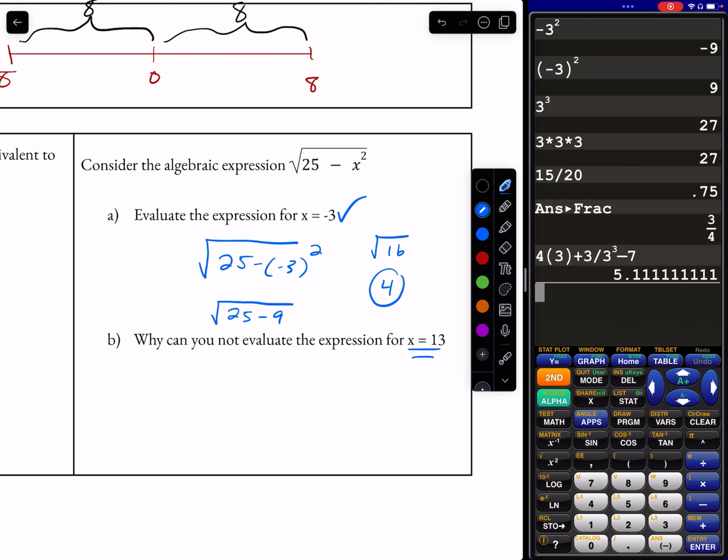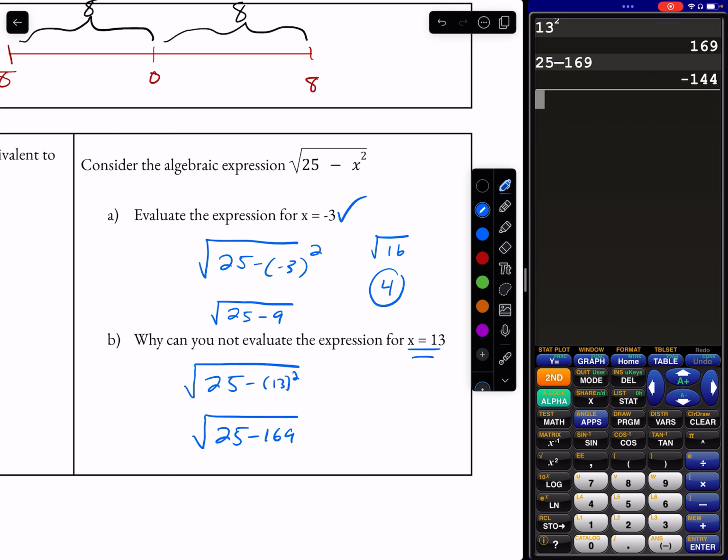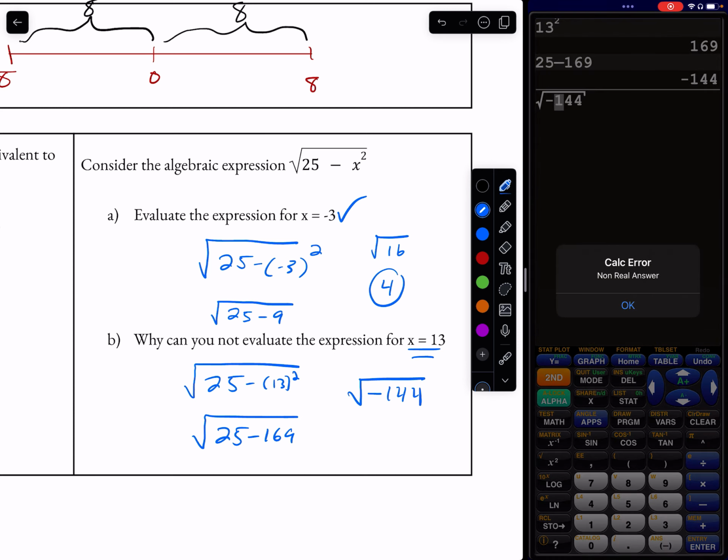What happens if I substitute in 13? I'm going to take the square root of 25 minus 13 squared. If I type in 13 squared, I get 169. So the square root of 25 minus 169. 25 minus 169 gives us a value of -144. So the square root of -144. Now that's a problem. If I try that on my calculator, it's going to say non-real answer or calculator error.